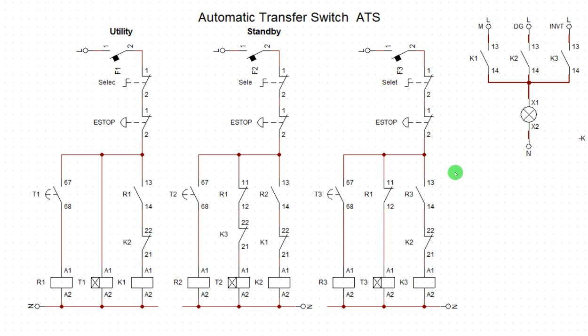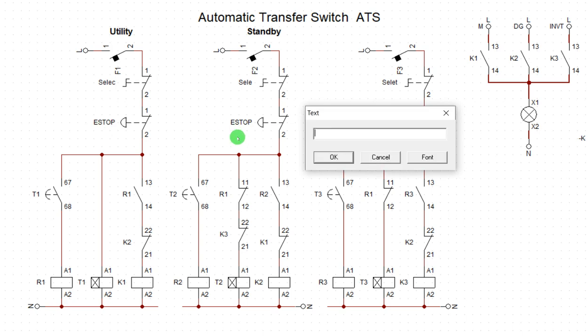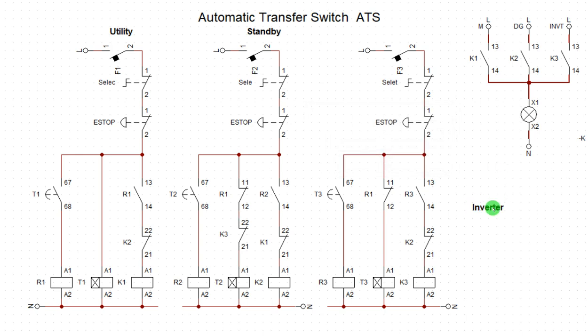Okay, now we are done with our ATS for three sources of power to alternate three sources of power. This is an inverter system. This is inverter and solar supply.